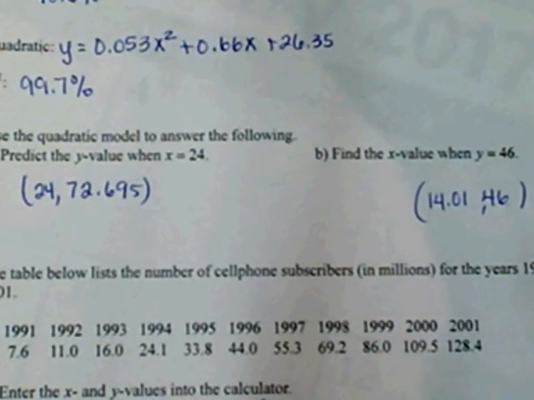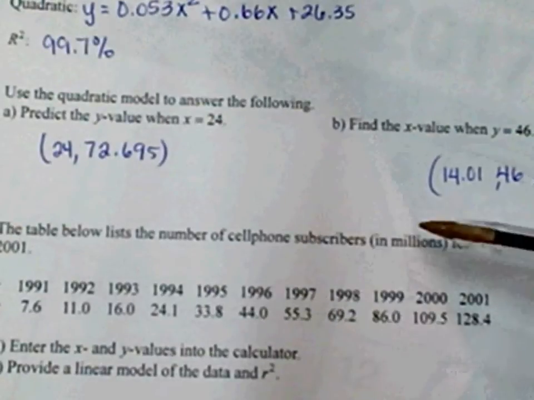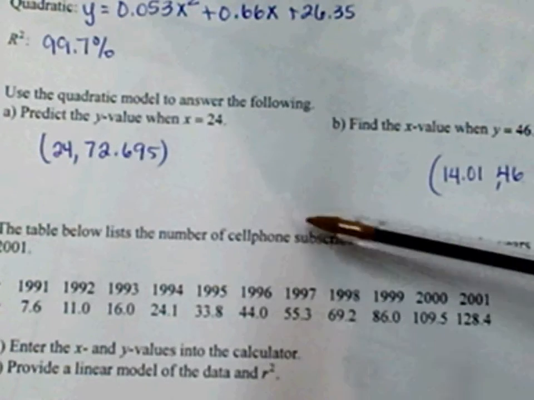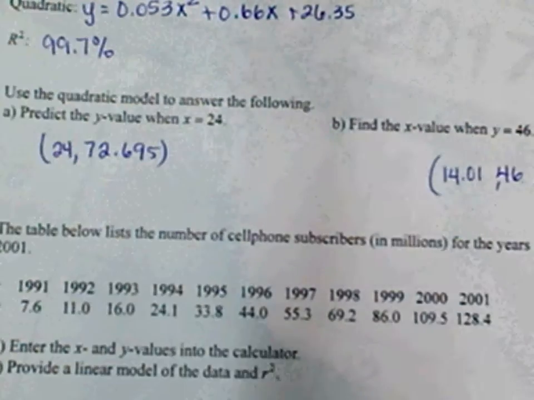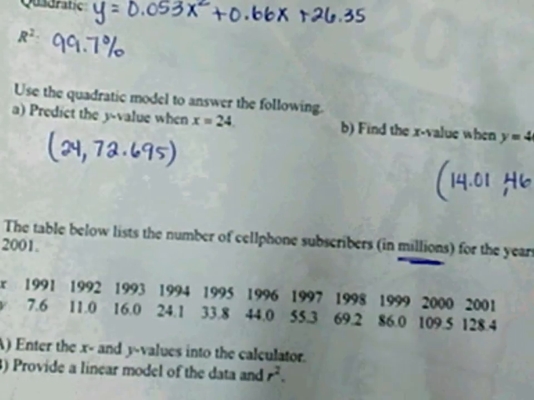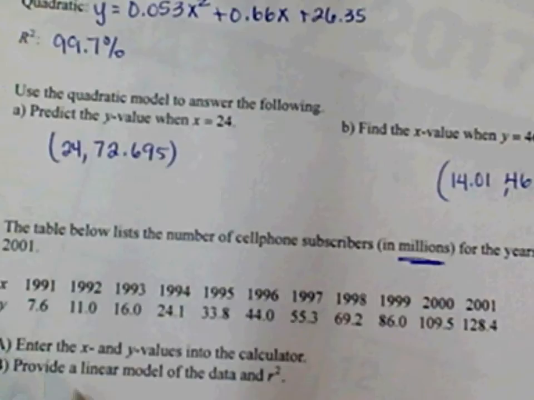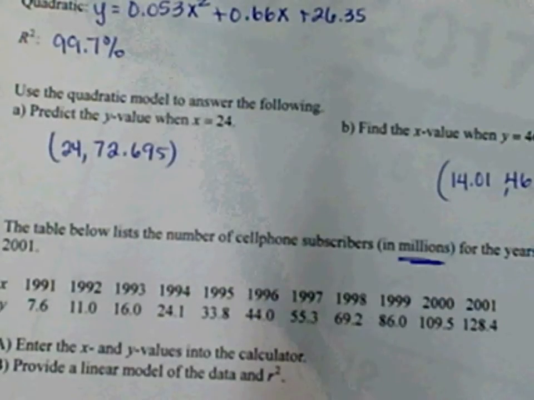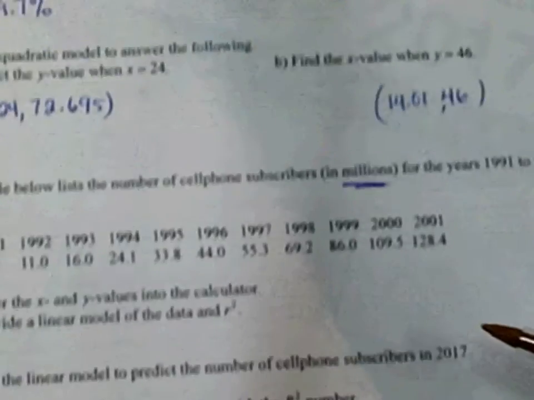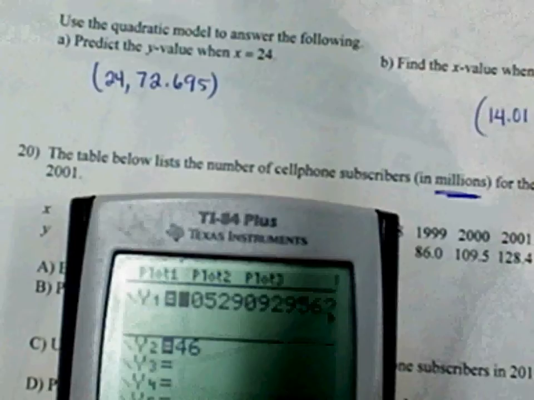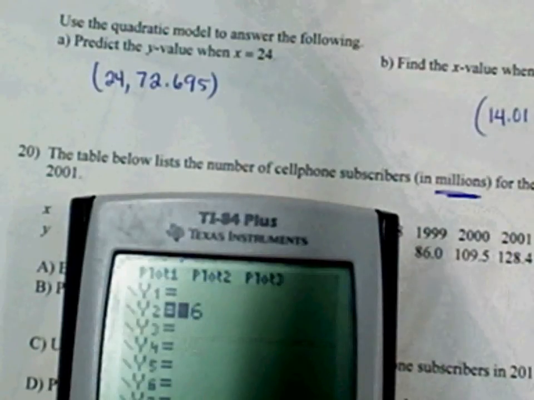All right, number 20. Okay, now this is the application part. This is your modeling. It says the table below lists the number of cell phone subscribers in millions. Keep that in mind. For the years 1991 to 2001. Now, right here, you're going to have to go and find the things I'm asking of you. This is where you might want to turn on your stat plot, okay? So, let's clear this one. Let's clear this one so you don't accidentally use it twice.